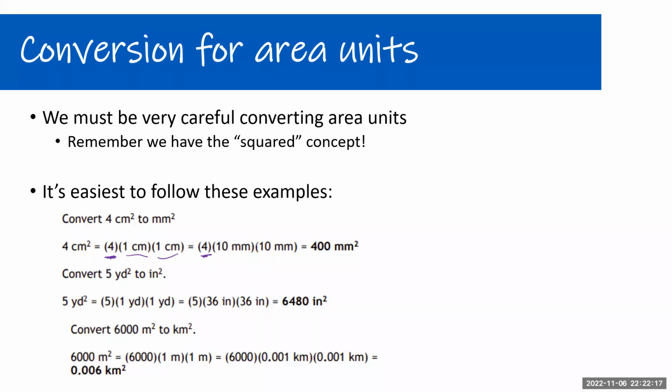So 1 centimeter is 10 millimeters, and another centimeter is another 10 millimeters, and if we multiply all that across, we're going to get 4 times 10 times 10, which is going to give us 400 square millimeters. So that's going to be the same thing. 4 centimeters squared here blows up to be 400 millimeters squared.